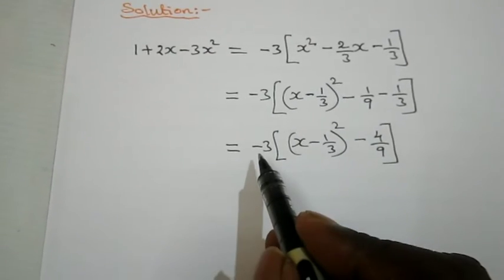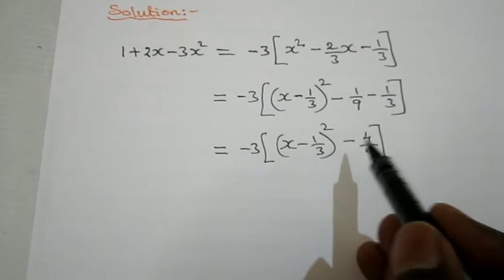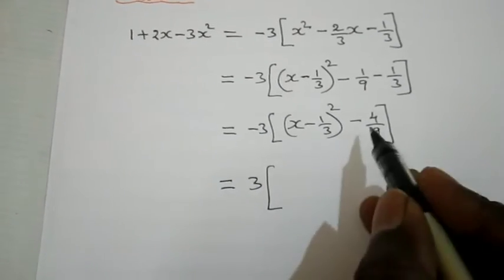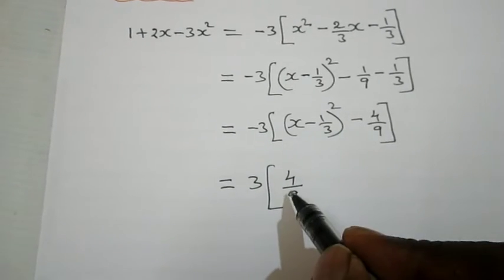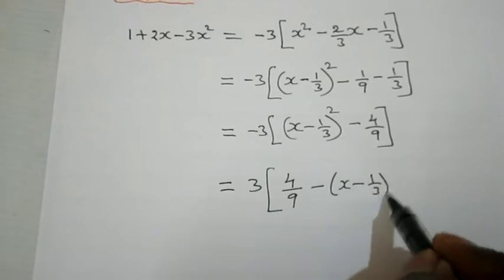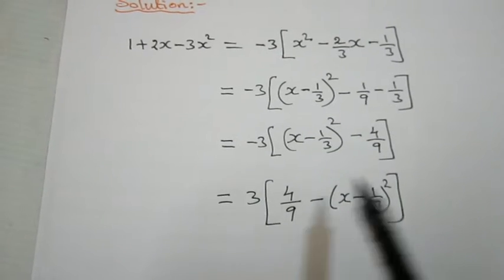After this I am going to take the minus only inside. When you take minus inside, this minus becomes plus. Write the positive term first, so that 3 into 4 by 9, and minus x minus 1 by 3 the whole square. Okay, now this is the conversion of perfect square.